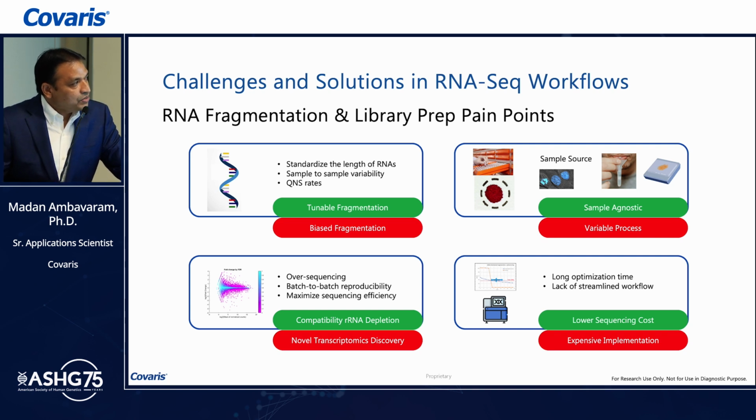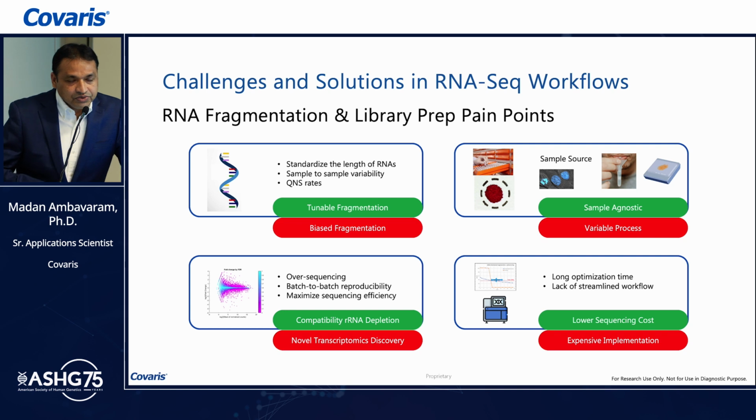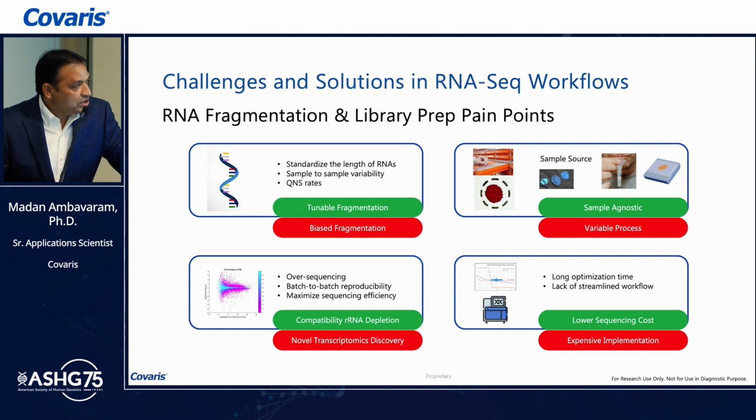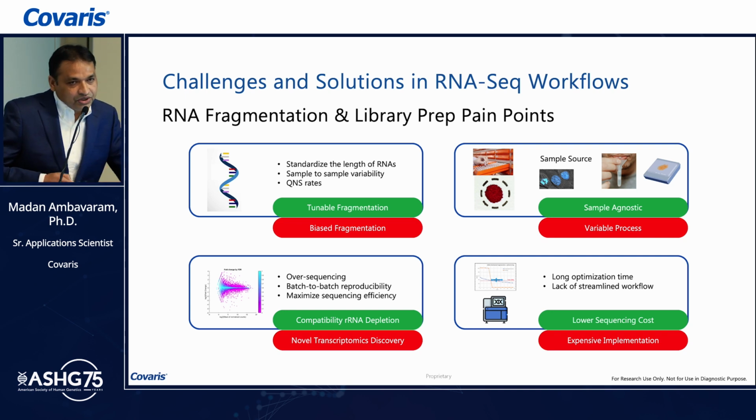Speaking about sample variability, as we know, we are speaking about clinical samples and environmental samples, and sample to sample variability is common. So how are we going to address those challenges considering sample to sample variability? Covaris AFA is sample agnostic, and I will be discussing more in a subsequent slide. And also the compatibility with various workflows. Ribosomal RNA depletion is one of the critical steps in RNA sequencing workflows, so how can we consider using AFA in RNA-based workflows?